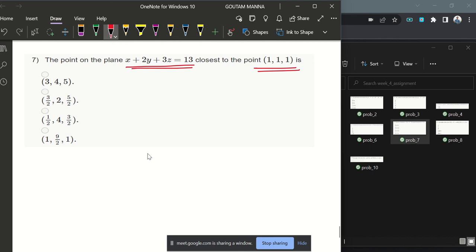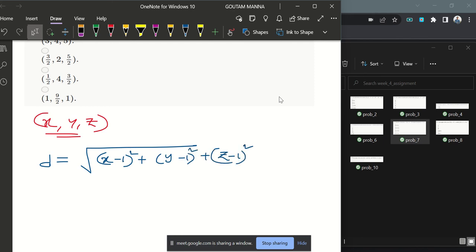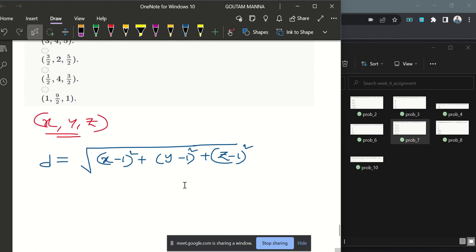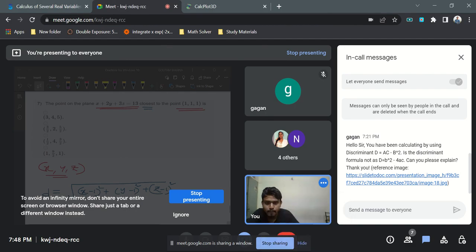So let's say the desired point is x y z. In that case the distance between this x y z and the point 1 1 1 is d equals root under (x minus 1) square plus (y minus 1) square plus (z minus 1) square. That's the distance, so that's what you have to minimize. So we are asked to find the closest distance. That means we need to minimize this distance, and the point must be on this plane. So this is the constraint we have. We cannot go outside this plane.